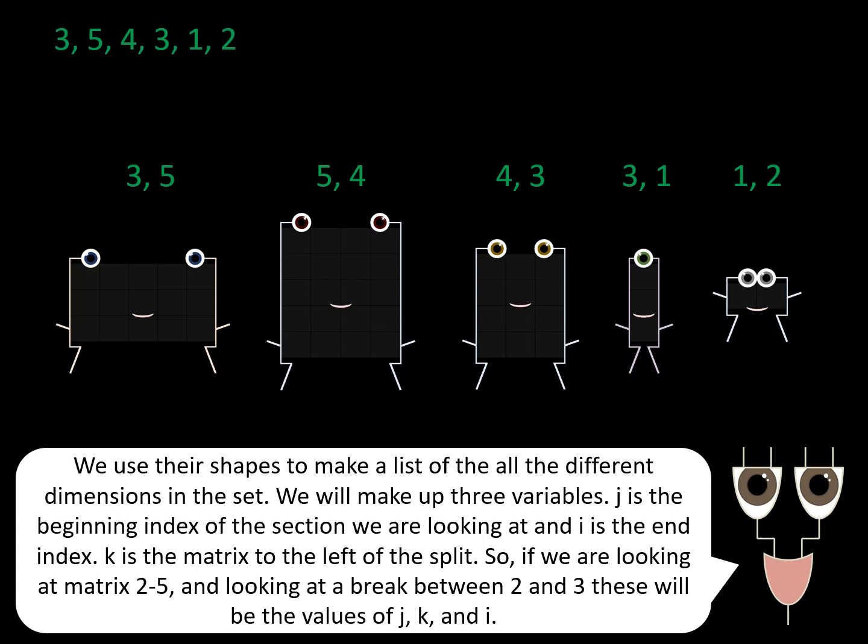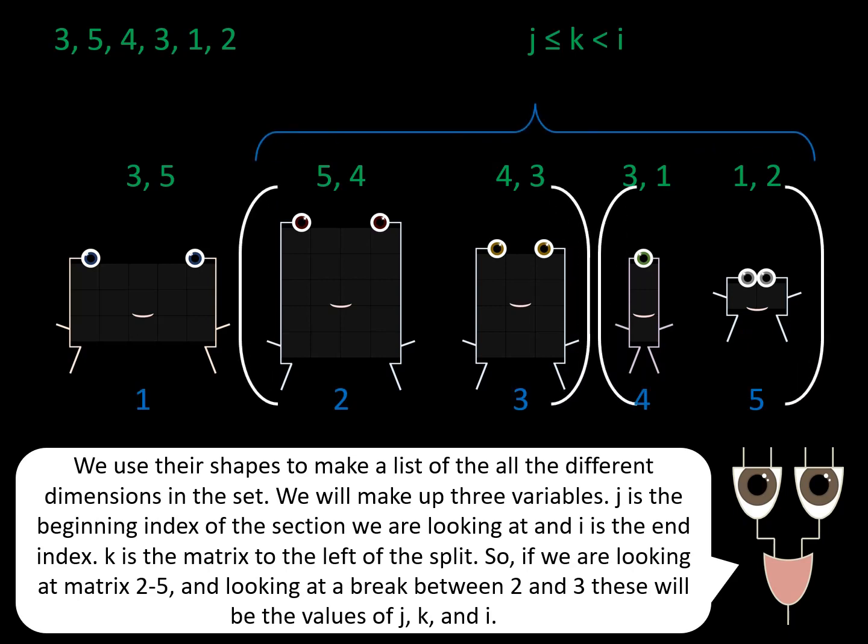We will make up three variables. J is the beginning index of the section we're looking at, and I is the end index. K is the matrix to the left of the split. So if we're looking at matrix 2 to 5 and looking at a break between 2 and 3, these will be the values of J, K, and I.